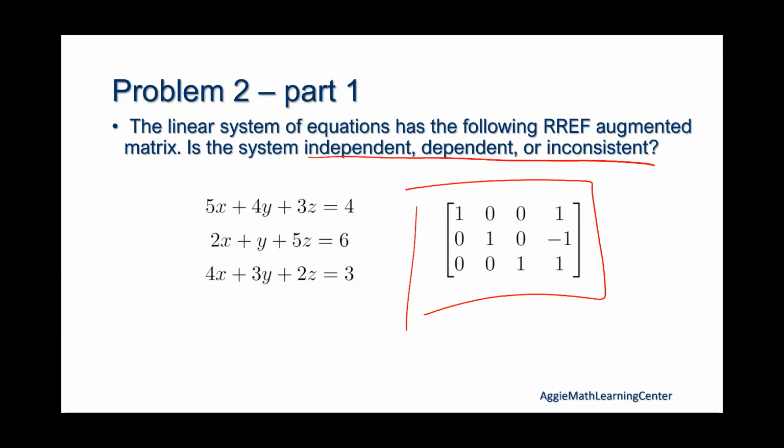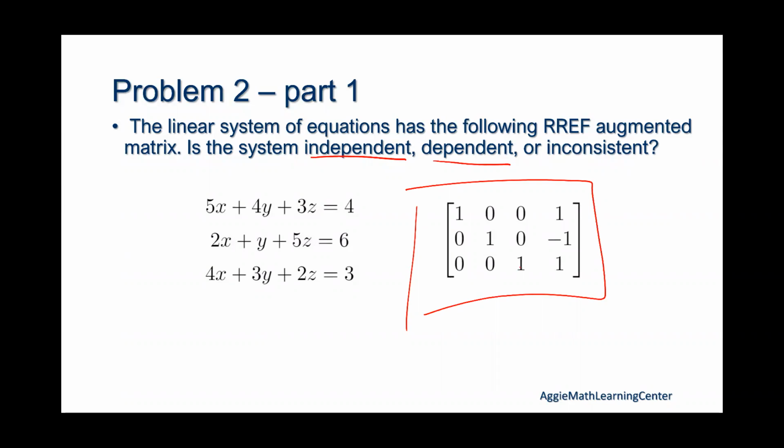So remember, independent means that you have some unique solution when it's linear. So that means that you're going to be able to solve this and you're going to get one specific point, like you're going to get one x value, one y value, and one z value. Dependent would be if you had one of these rows that was like 0. So, okay, so to answer the question, this is independent.